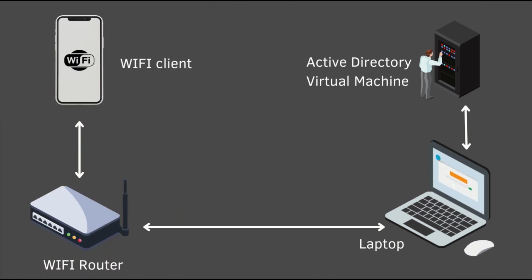Alright, so I've got the Active Directory virtual machine that I actually showed you how to deploy in part 1 and 2. That Active Directory virtual machine is actually deployed on the laptop. The laptop then connects out to the Wi-Fi router using the Ethernet cable. So that's the reason why I needed the USB adapter, so that I can actually attach the laptop to the Wi-Fi router using a wired connection. And then what happens is that the wireless clients or Wi-Fi clients then connect out to the Wi-Fi router using a wireless interface, obviously.